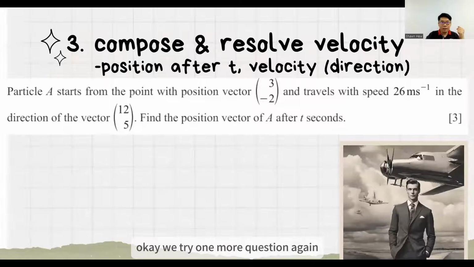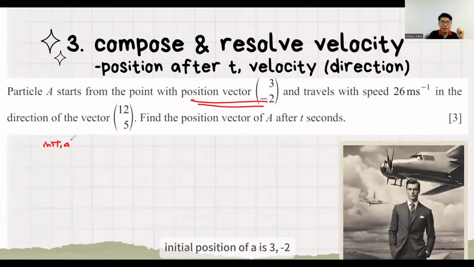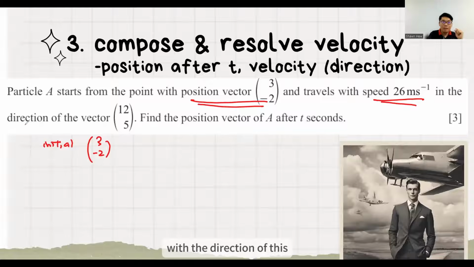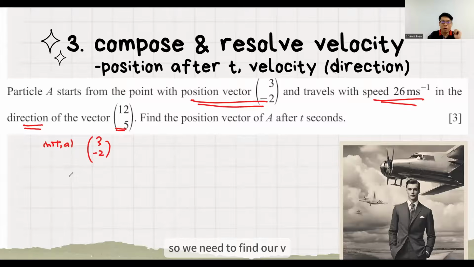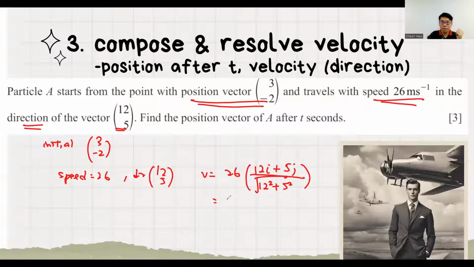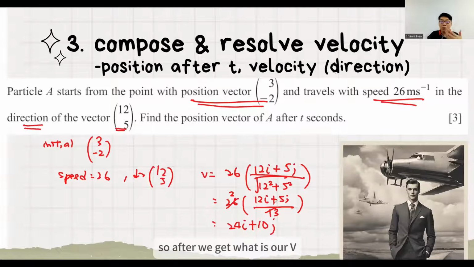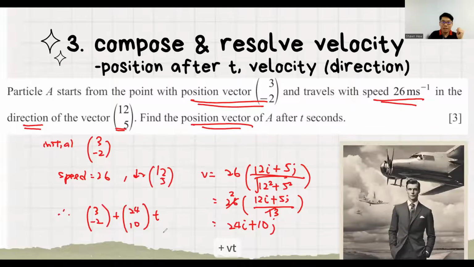Okay, we try one more question again. This question is about particle A. Particle A has a position vector, meaning the initial position of A is 3, minus 2. It travels at a speed of 26 in the direction of this. So they do not directly give you what V is, so we need to find our V. V equals magnitude times unit vector. So after we get our V, the position vector of A after time t is initial plus vt.